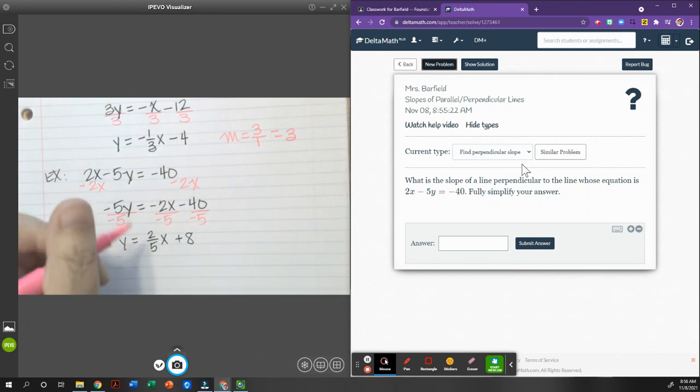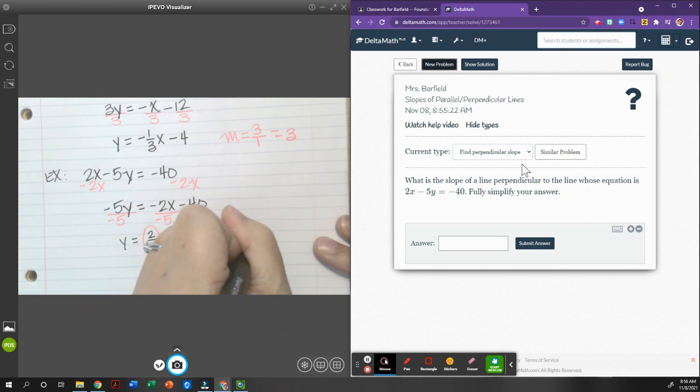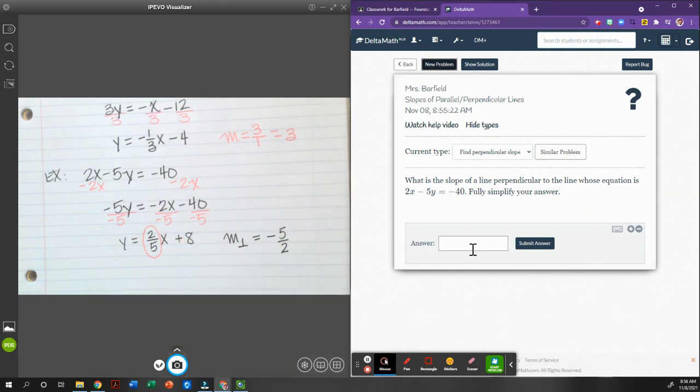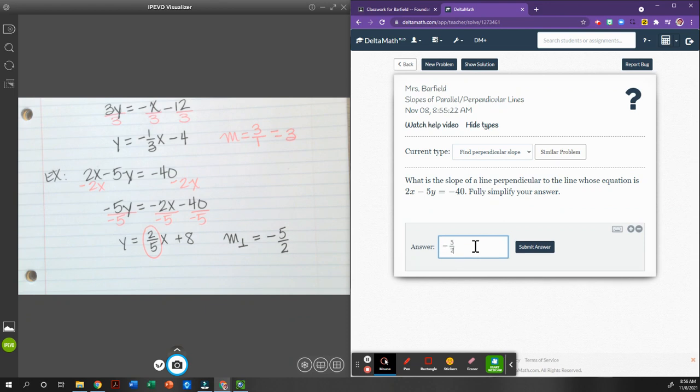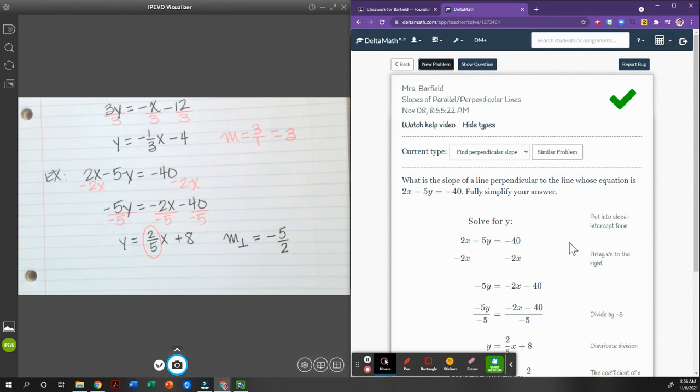Okay, all right, so now I'm going to take this slope, and I'm going to create the perpendicular slope. Okay, you can use that symbol to make you aware that this new slope is perpendicular. All right, this slope is positive, so my new slope is going to be negative. This is 2/5, so I'm going to flip it over. So negative 5 over 2, submit my answer, and I got my green check.